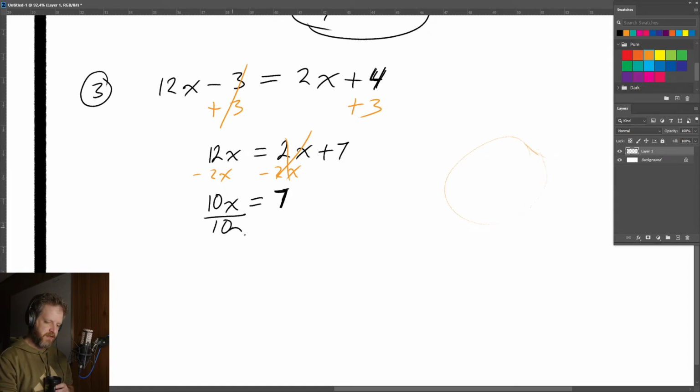Divide the 10x. Are we trying to get the 10 by itself, or are we trying to move it around? Should we actually subtract the 10? Is the 10 added? No. It's multiplied. So how would we get rid of it? By division. So what are we dividing, y'all?